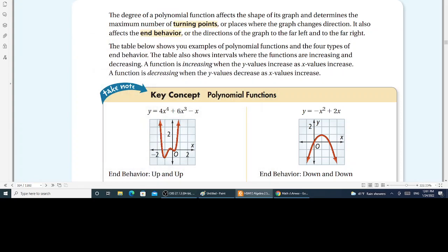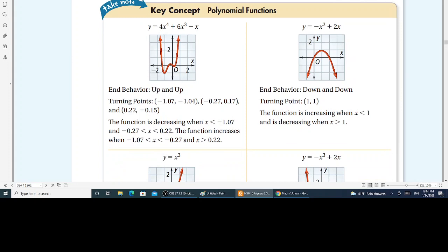Hello, in this video we will complete our lesson 5-1, which is polynomial functions. Now, the degree of a polynomial function affects the shape of its graph and determines the maximum number of turning points, or places where the graph changes direction. It also affects the end behavior, or the direction of the graph to the far left and to the far right. Okay, note that here we have polynomial functions.